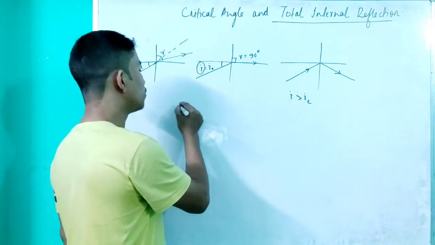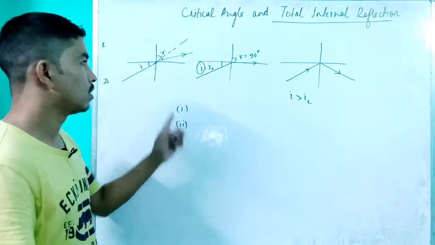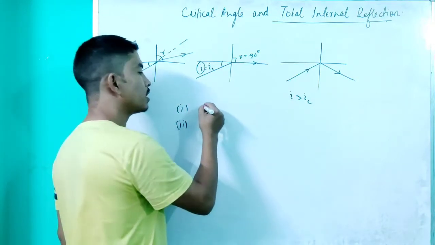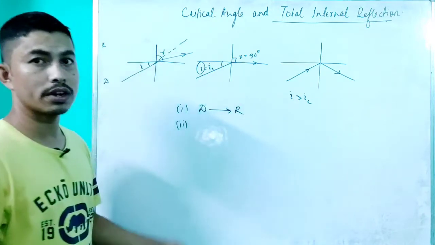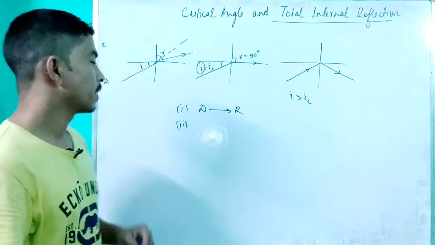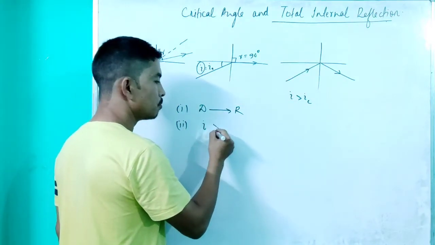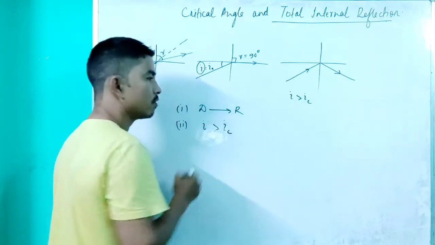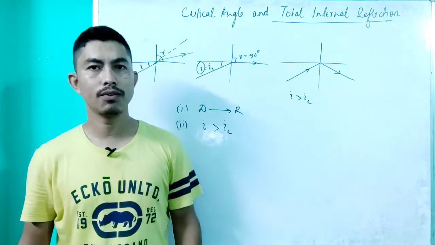Now there are two very important conditions for total internal reflection to occur. The first one is that the ray of light must travel from the denser medium to the rarer medium. And the second is that the angle of incidence i must be greater than the critical angle for the pair of media. So that is what total internal reflection is.